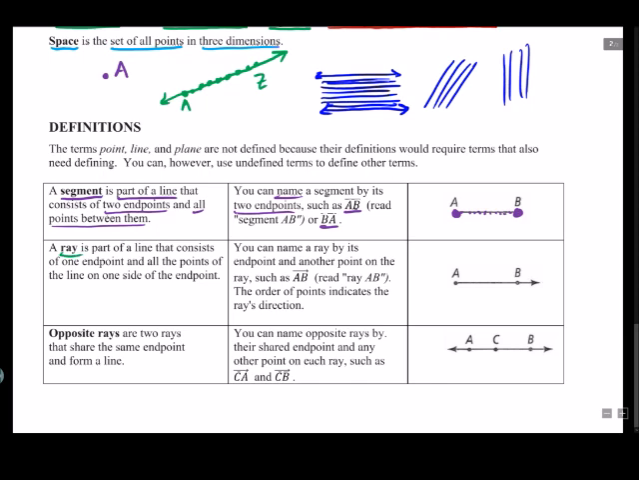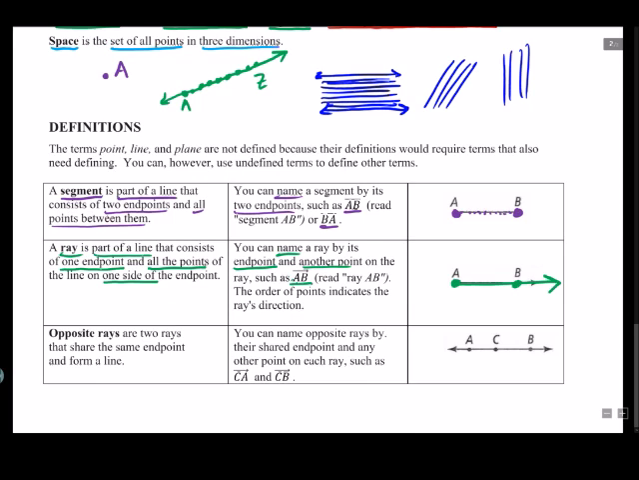Now a ray is also a part of a line. It has one endpoint and all of the points of the line on one side of the endpoint. So we have our endpoint here, and then a ray extends out that direction. That's why we put an arrow on a ray. You name the ray by its endpoint and some other point on the ray. So this ray is ray AB because it passes through point B.